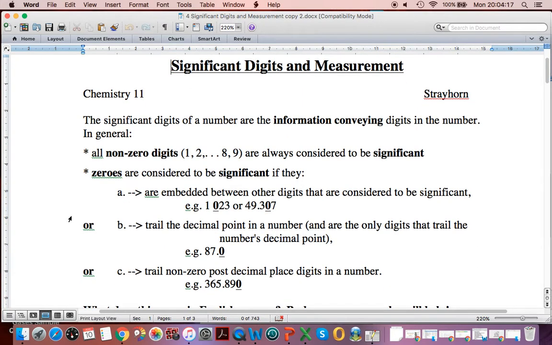So we're going to give you some examples here. Zeros are significant if they are embedded between other digits that are significant. Well, we know the 1, the 2, and the 3 are significant. The 0's in the middle, so that number would have 4 significant digits. The 4, 9, 3, and 7 are significant, 0's in between. And so that means that 0 is significant, and we'd have 5 sig figs.